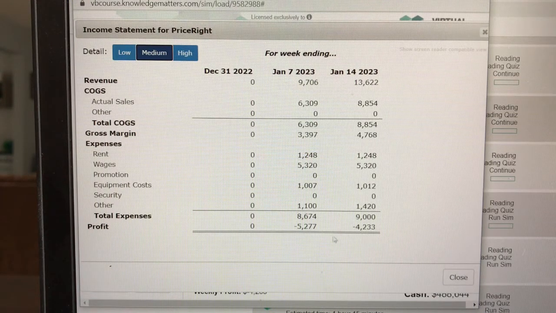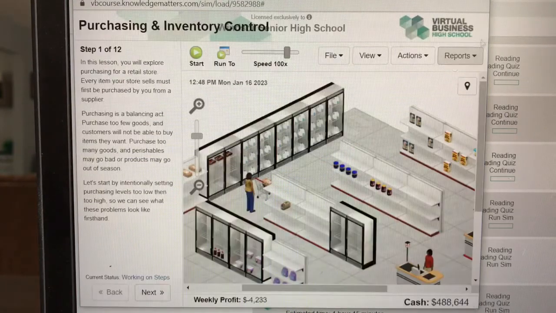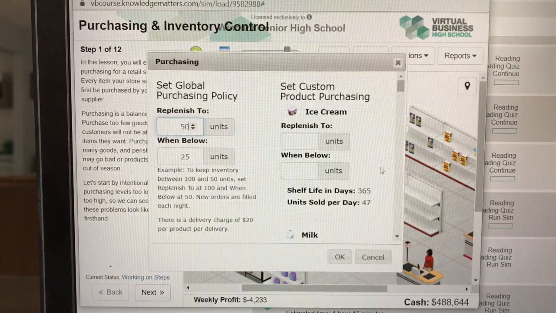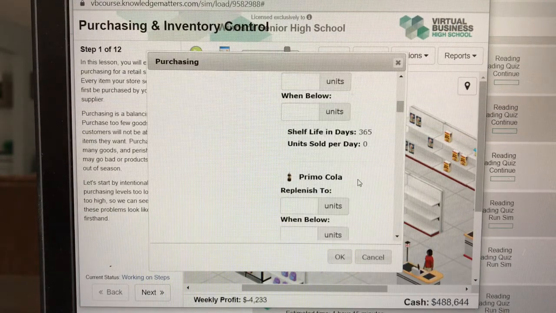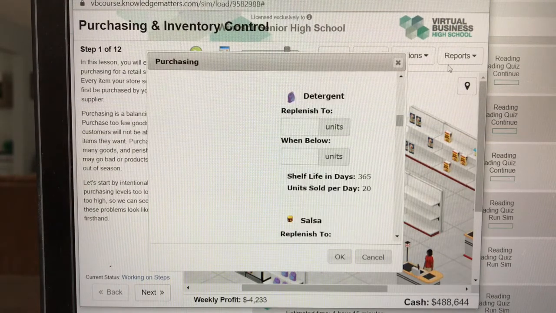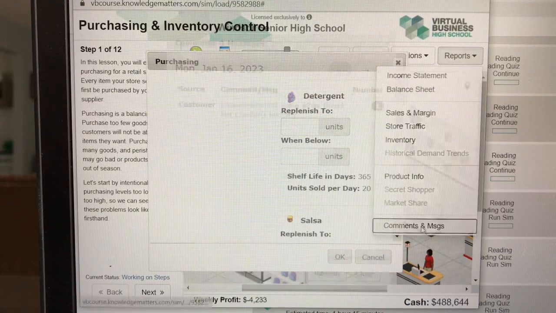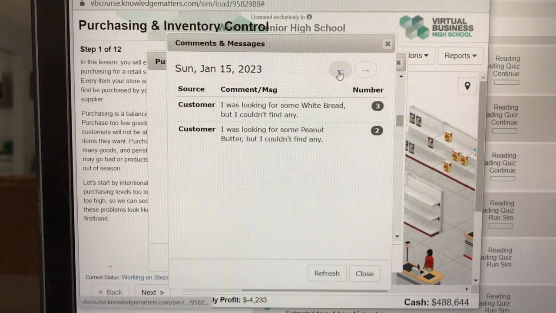No, I'm still losing money, but I'm losing less money than I was before by ordering more milk, okay? So let's go in and say, what are some other items that I could order more of that I think sell quite frequently? And if I go to reports and go to comments and messages, they may tell me what they're missing.